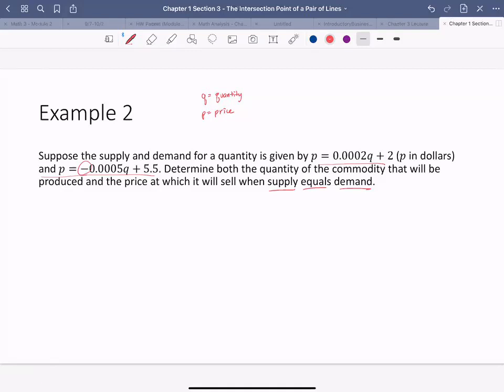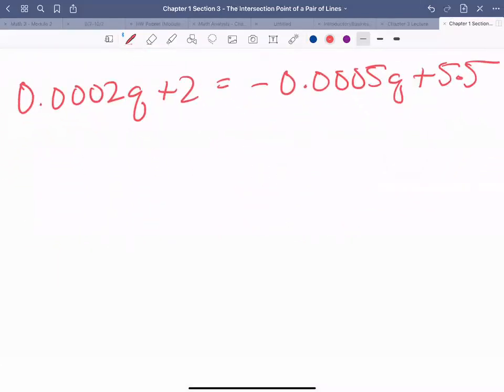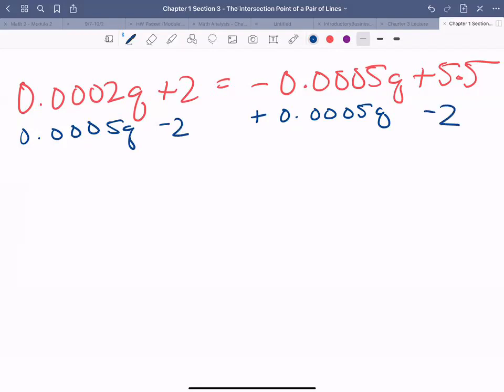Because they both already equal P, just like we did before, instead of equaling Y or X, they're already set equal to the same variable. So we're going to say 0.0002 Q plus 2 equal to negative 0.0005 Q plus 5.5. So what I'm going to do, I'm going to add the smaller variable over, and then I'm going to subtract the constant over. So you get 0.0007 Q equal to 3.5.